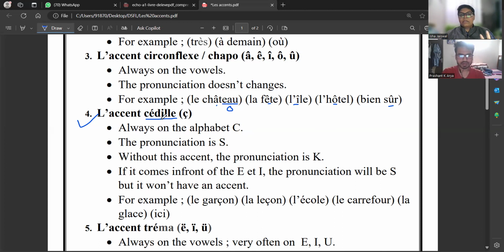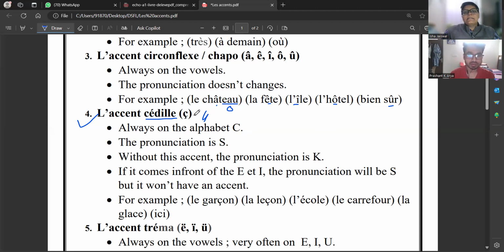So the pronunciation of EAU is O always. Now, the combination of letters IL or I double L is always Y, like E kind of a thing. So Sedi.